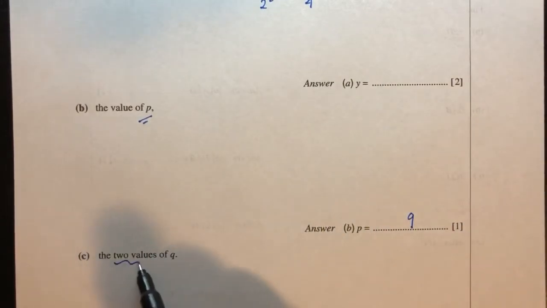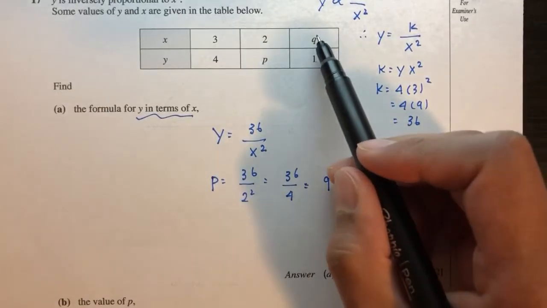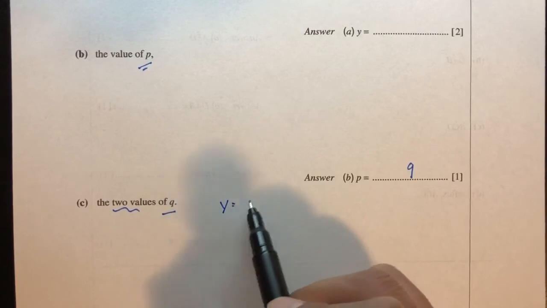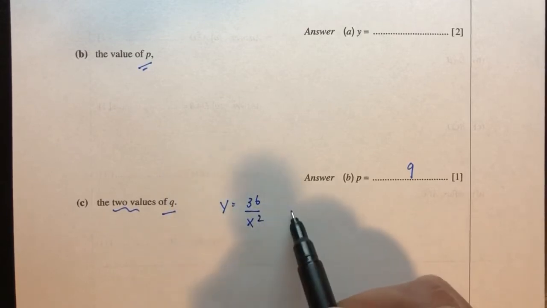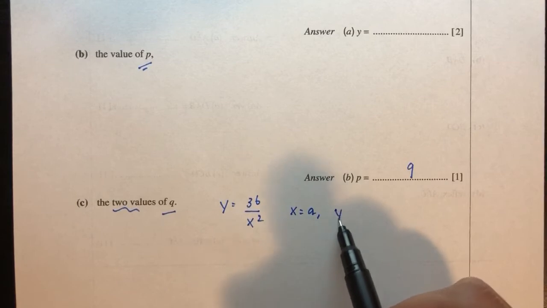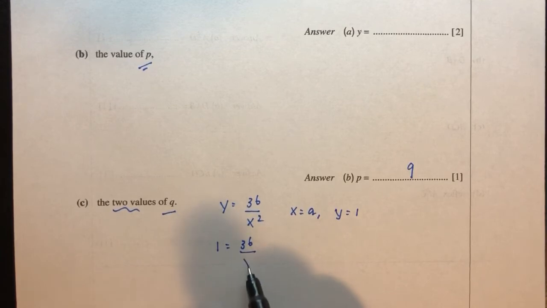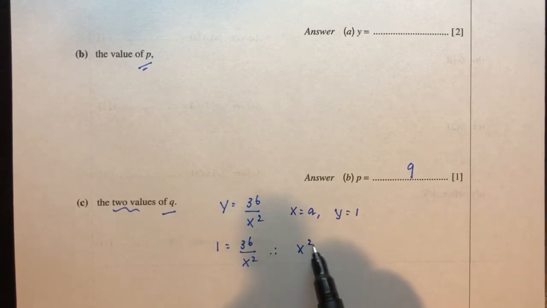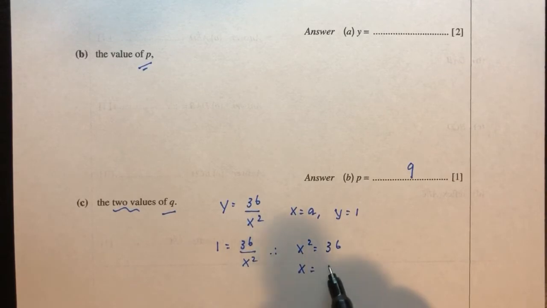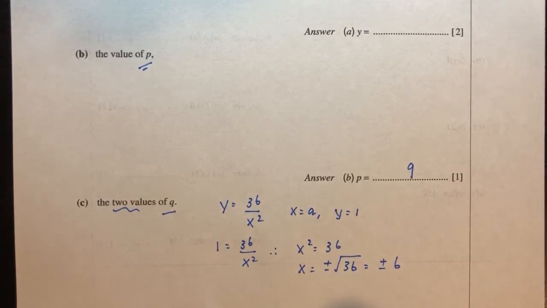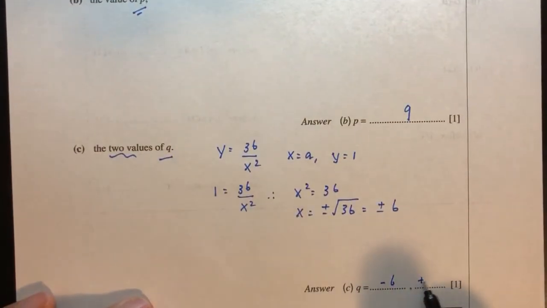Now find the two values of Q. Q is when x equal to Q and y equal to 1. So let's replace. Equation is, this is the main equation. We say x equal to Q when y equal to 1. So let's find out. So we have 1 equal to 36 over x squared. So x squared equal to 36. X equal to plus minus square root of 36 will be plus minus 6. So minus 6 or plus 6 will be the two values of Q. That is question number 17.